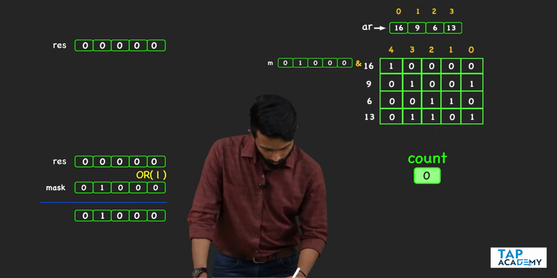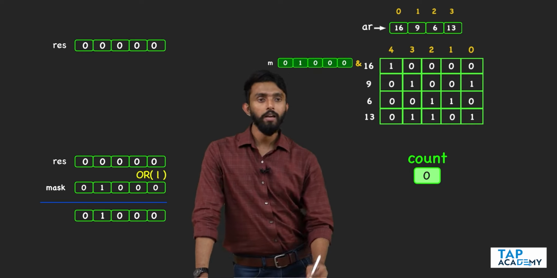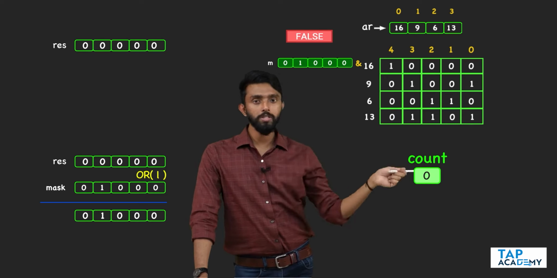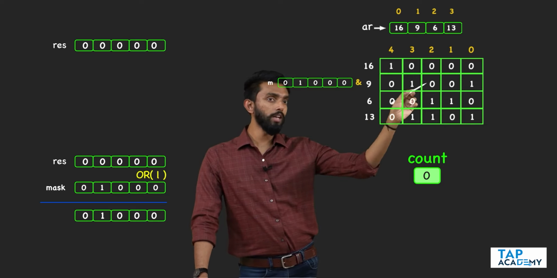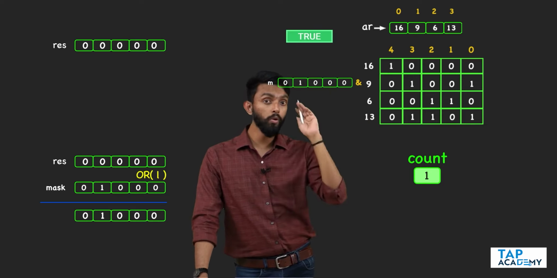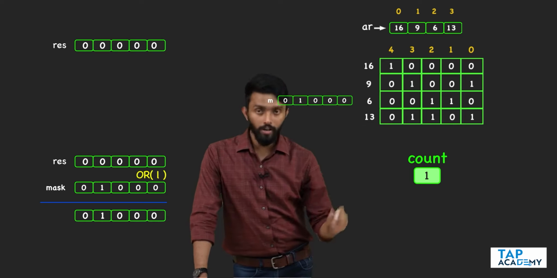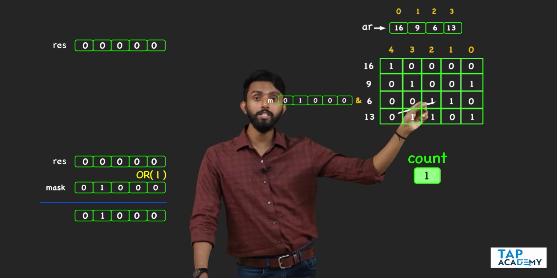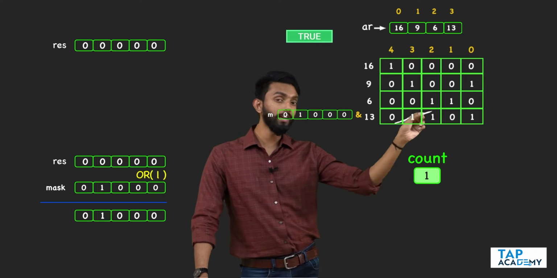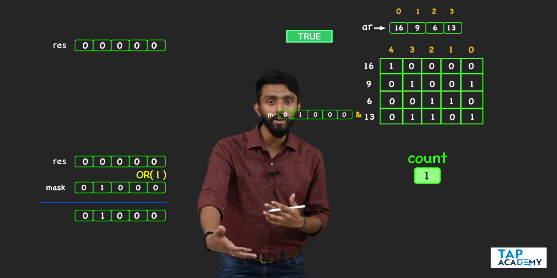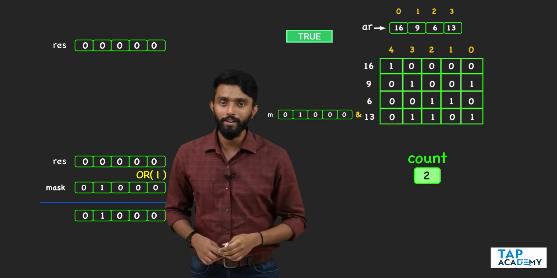Now do the same operation, boss. Check if this and the first element 16, is the second bit set? No, false means count is 0 only. Come back. Next with 9 you check. Oh, set and set, which means it is true. Count becomes 1. So you found one element whose second bit from the left is set as 1. Bring it down. Next iteration. Check with the next element 6. Oh, 6 is unset, which means false. Count remains the same. Next 13. Oh, both are set. Set means now you know you found another element whose second bit is set, which means increment the value of count. Count becomes 2. Any confusion to this point in time?